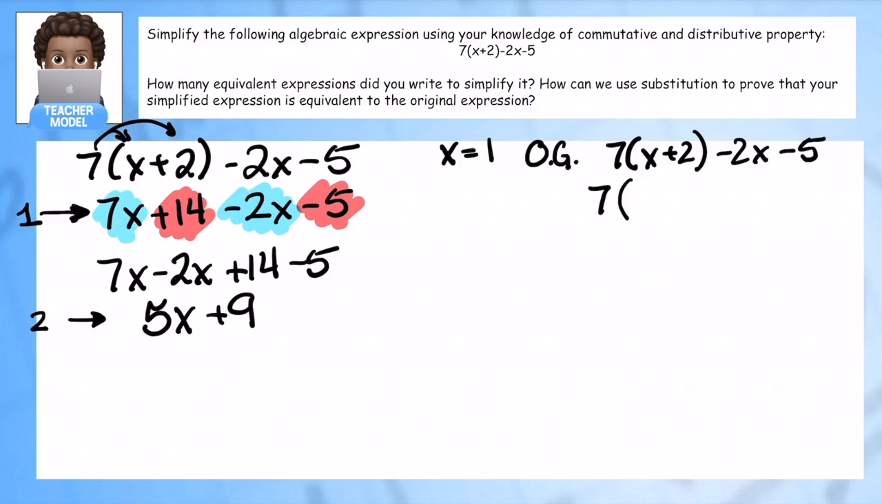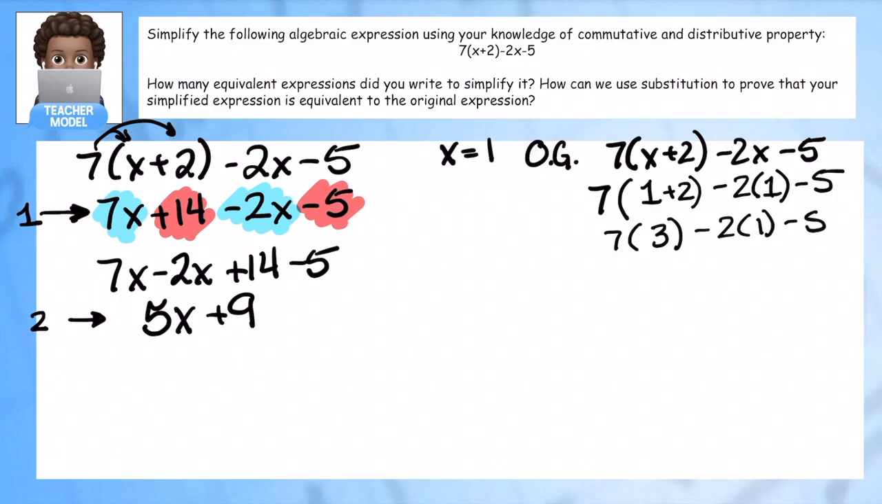And if I have an x as a coefficient, notice I'm going to use parentheses. In this case, x is by itself, so I'm just going to leave it there. 1 plus 2 minus 2. Here, I'm going to put parentheses around it so I don't make a negative. And here's minus 5. Okay, now I'm going to use my order of operations and work on what's in the parentheses first. So 7 times 3 minus 2 times 1 minus 5.